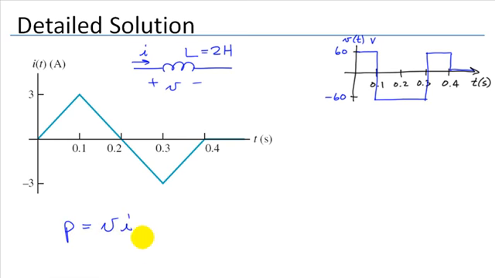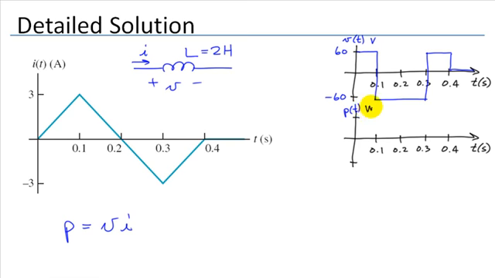Now, power is the product of voltage and current. So I'll do this by simply taking the product of these two waveform traces. And this axis is power, which has units of watts. Now at the beginning, the power is 0 because the current is 0. It hits a peak of 3 amps here, which gives us a peak power of 180 watts. And it follows that straight line progression of current.